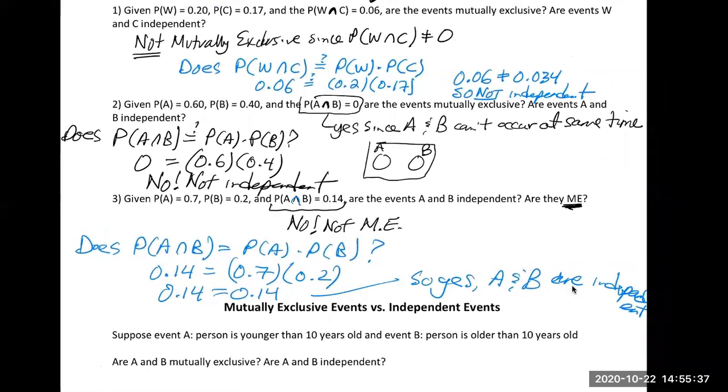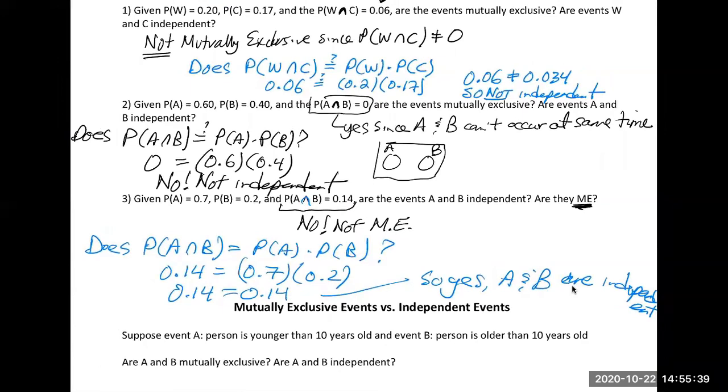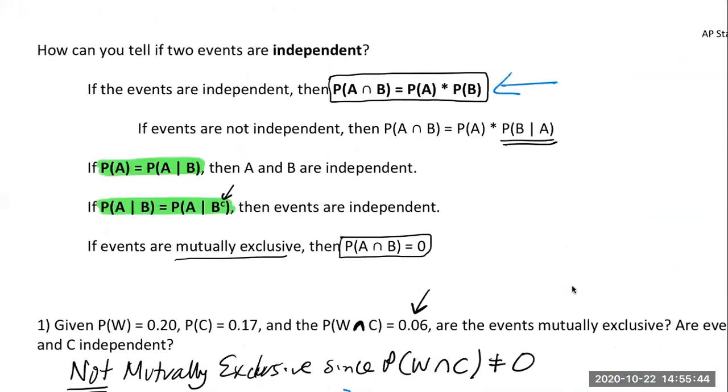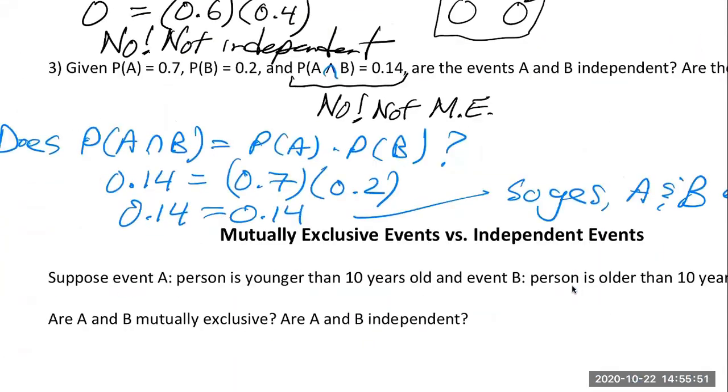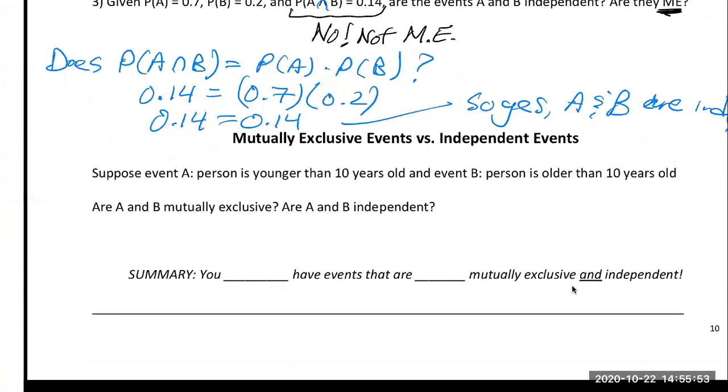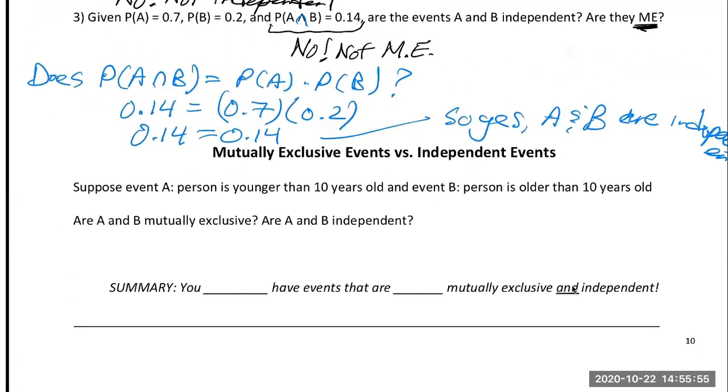So with probability, it could be tricky for students getting used to the notation and to the various formulas. But if you can remember some of these formulas up there, it'll be very, very good for you. It'll be a nice experience in probability, at least part of it. And I just want to end with a quick summary of comparing mutually exclusive events and independent events. So let's suppose event A is the person is younger than 10 years old, and event B is the person is older than 10 years old.